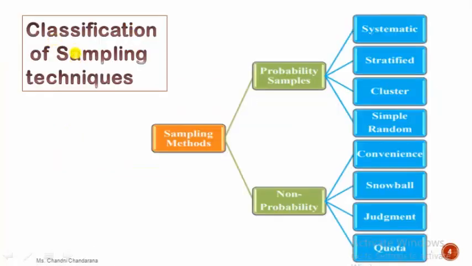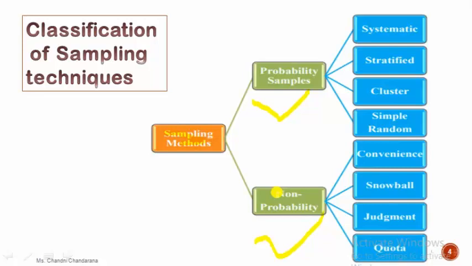Now, classification of sampling techniques. Our sampling methods, or you can say techniques, are divided into two types. First is the probability sample and second is the non-probability sample. So what is a probability sampling technique? Let me clarify the difference between probability sampling and non-probability sampling.